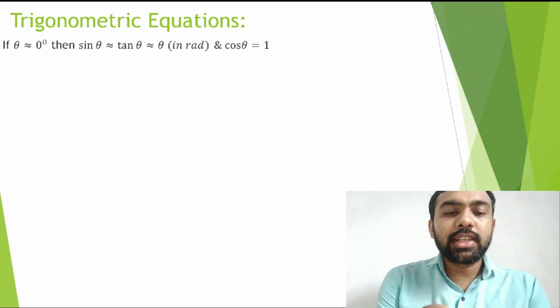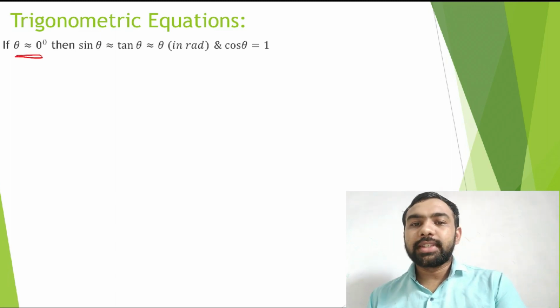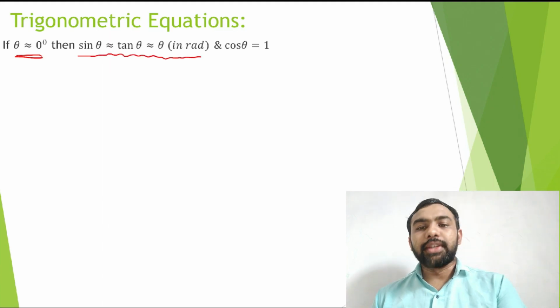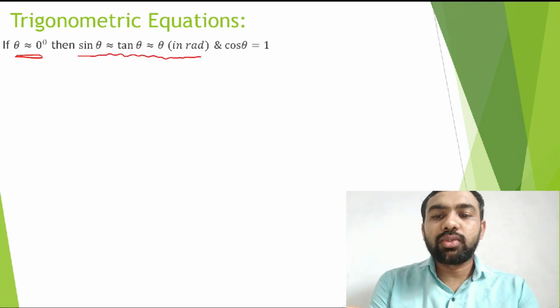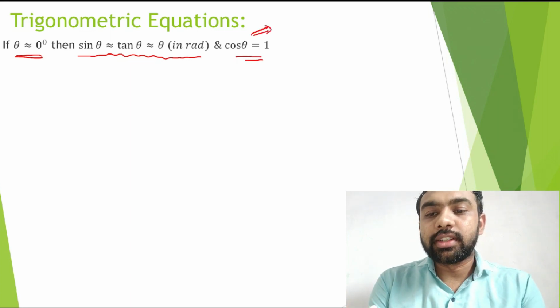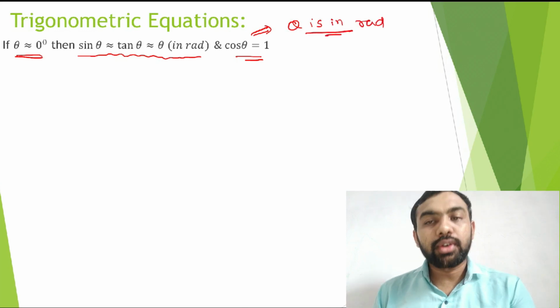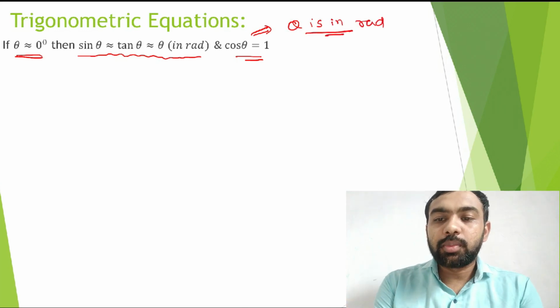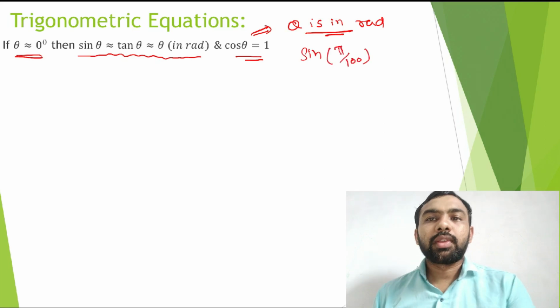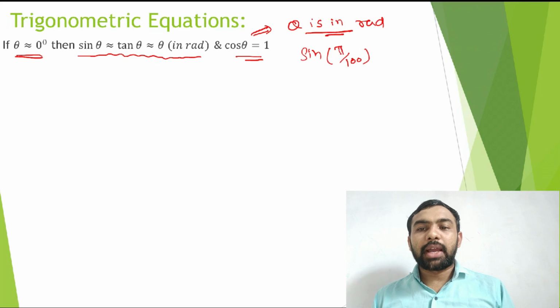So the first one is what? When theta is equal to 0, then at that time sin theta is almost equal to tan theta, which is equal to theta in radian, and cos theta is equal to what? 1. But in this equation theta is in radian. Theta is in radian. For example, suppose sin pi upon 100.